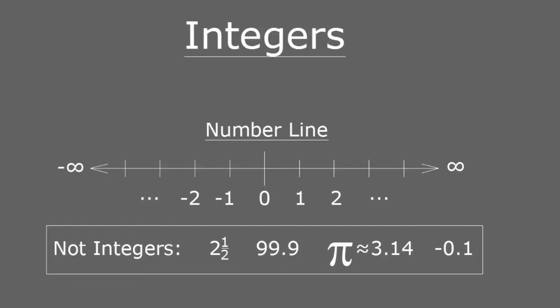The number pi is approximately 3.14, a number that falls between 3 and 4, so it is not an integer. Also, decimal numbers and fractions that are negative are not integers.